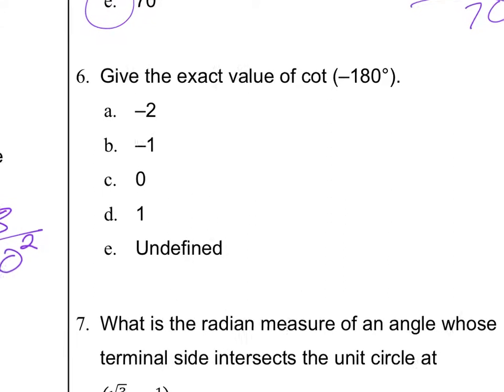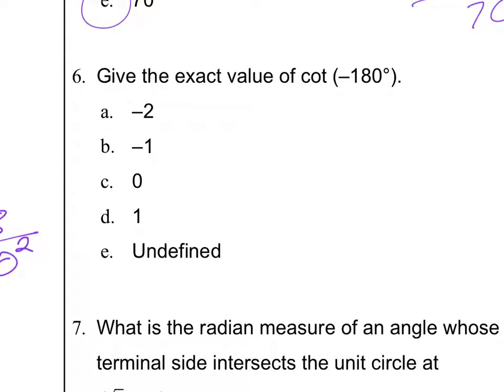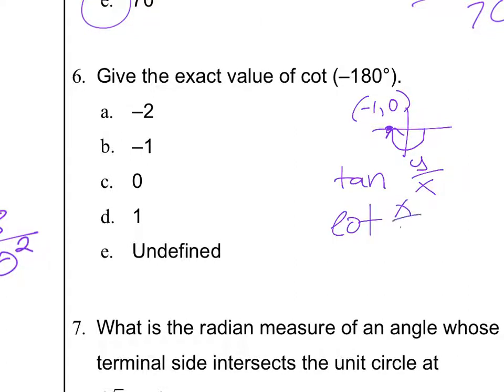Give the exact value of the cotan of negative 180. So we look at this. Negative 180 is to here. So we're looking for the point right here on the unit circle, which would be negative 1, 0. We know that tan is y over x, so cotan is going to be x over y. In this case, my x is negative 1 over 0. Whoops! That means undefined. So that means we have an E.